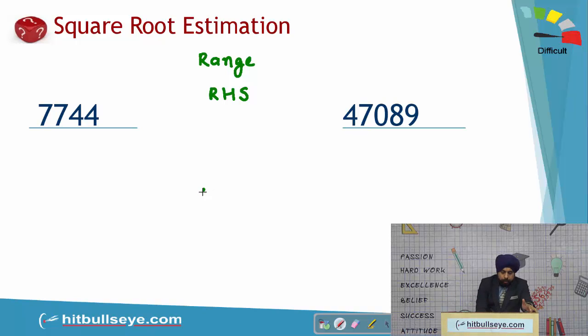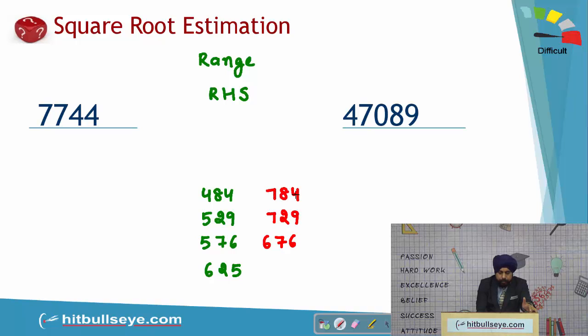If you try to recall the squares of 22, 23, 24, 25, and if you try to move backwards from 25, 26 has the same 76, 27 has the same 29, and 28 has the same 84. So basically the 2 digits on the right hand side start repeating in the reverse order after 25. So you need to remember the first 25 perfect squares and you need to guess the range.